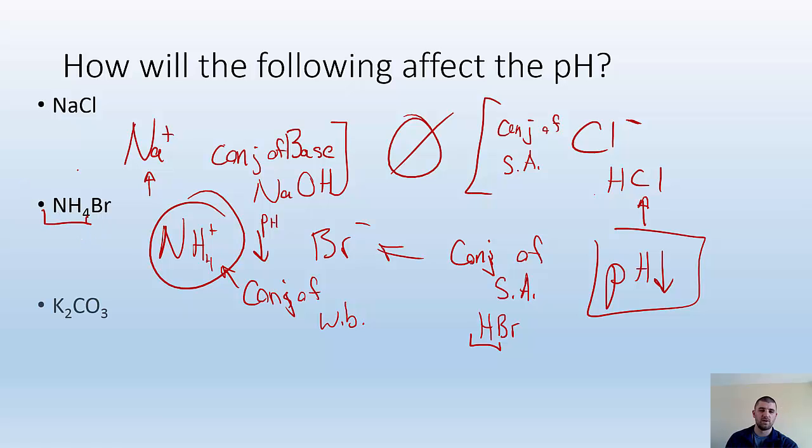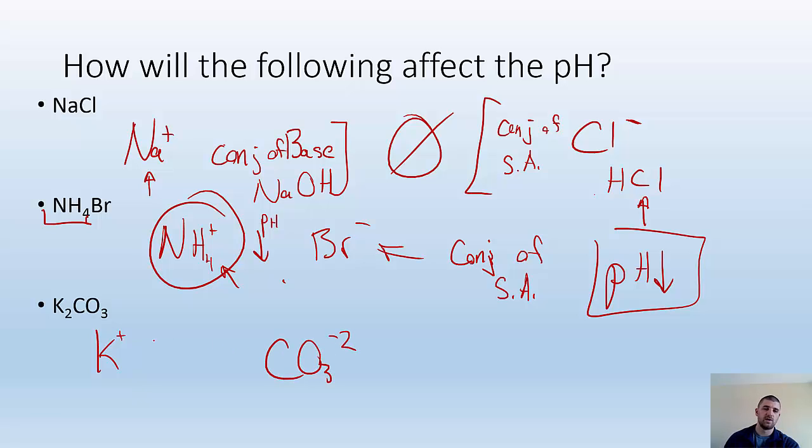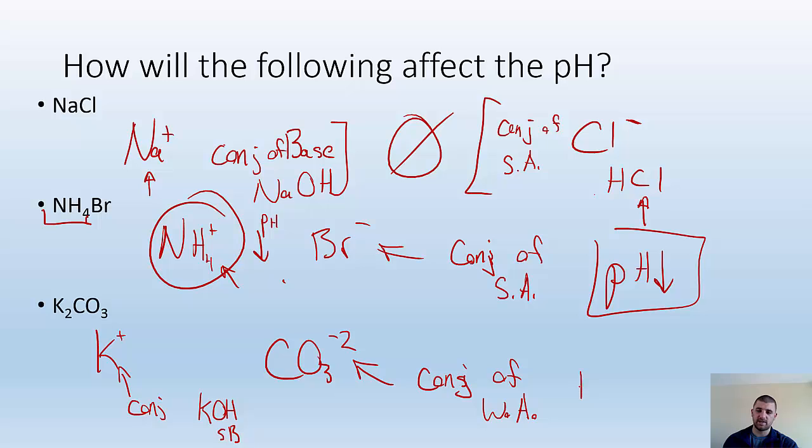All right, one more. We got K2CO3. So I know K is going to break up, and I'm going to get CO3 minus 2. So these K pluses are conjugates of KOH, which is a strong base, right? And this CO3 minus 2 is a conjugate of a weak acid, right? It's a conjugate of H2CO3.